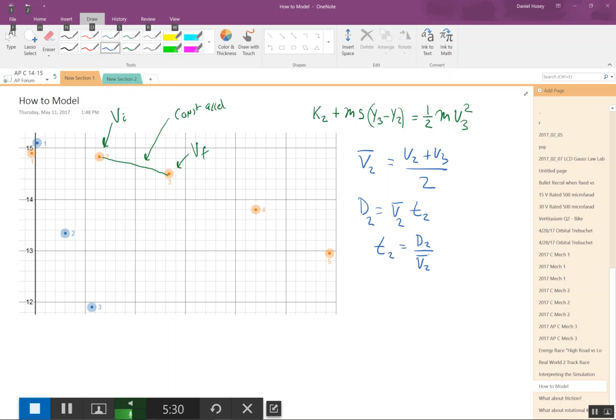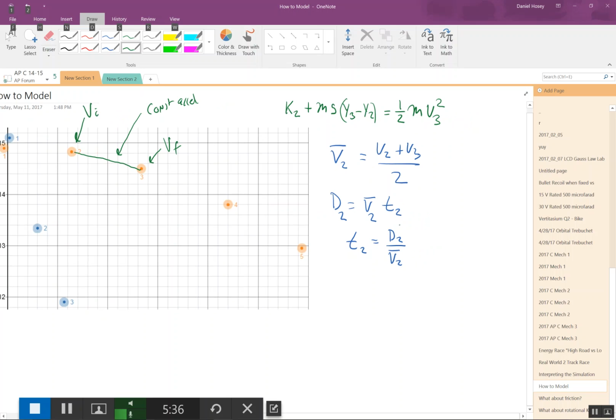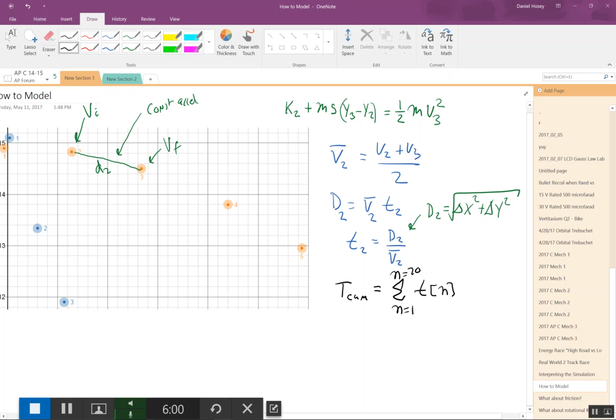So the time to complete segment 2 is the distance d2 over the average velocity of segment 2. Because we're treating this segment as a line, this distance d2 is basically just the hypotenuse of a triangle. Pythagorean theorem: change in x squared plus change in y squared, square root, is the distance there. So to get the total time for the trip of the marble, the cumulative time is equal to the sum of all of those line segments from the first segment to the last segment.